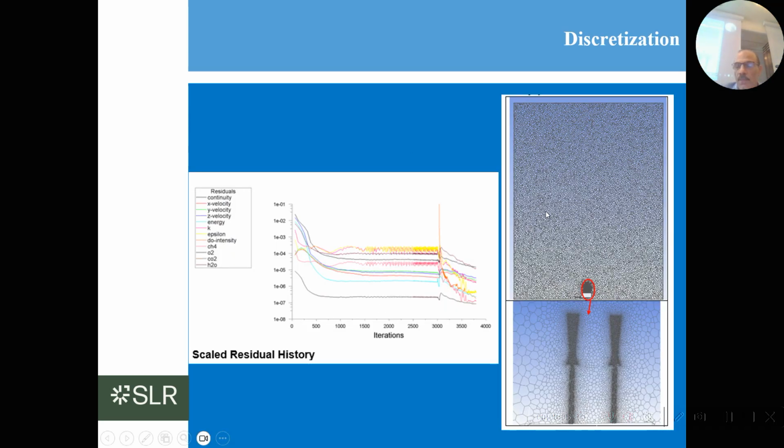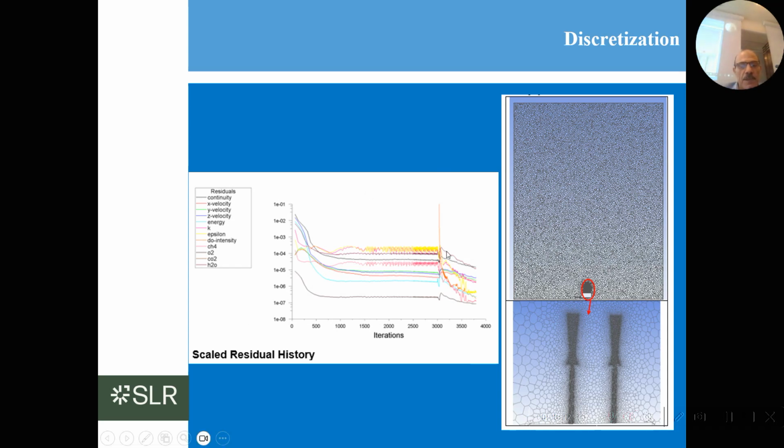And this image to the right is just showing an example of the final mesh in the domain. You could see here, it's a very fine mesh in the combustion chamber, almost in the order of a couple of millimeters at some locations where we got a nozzle.